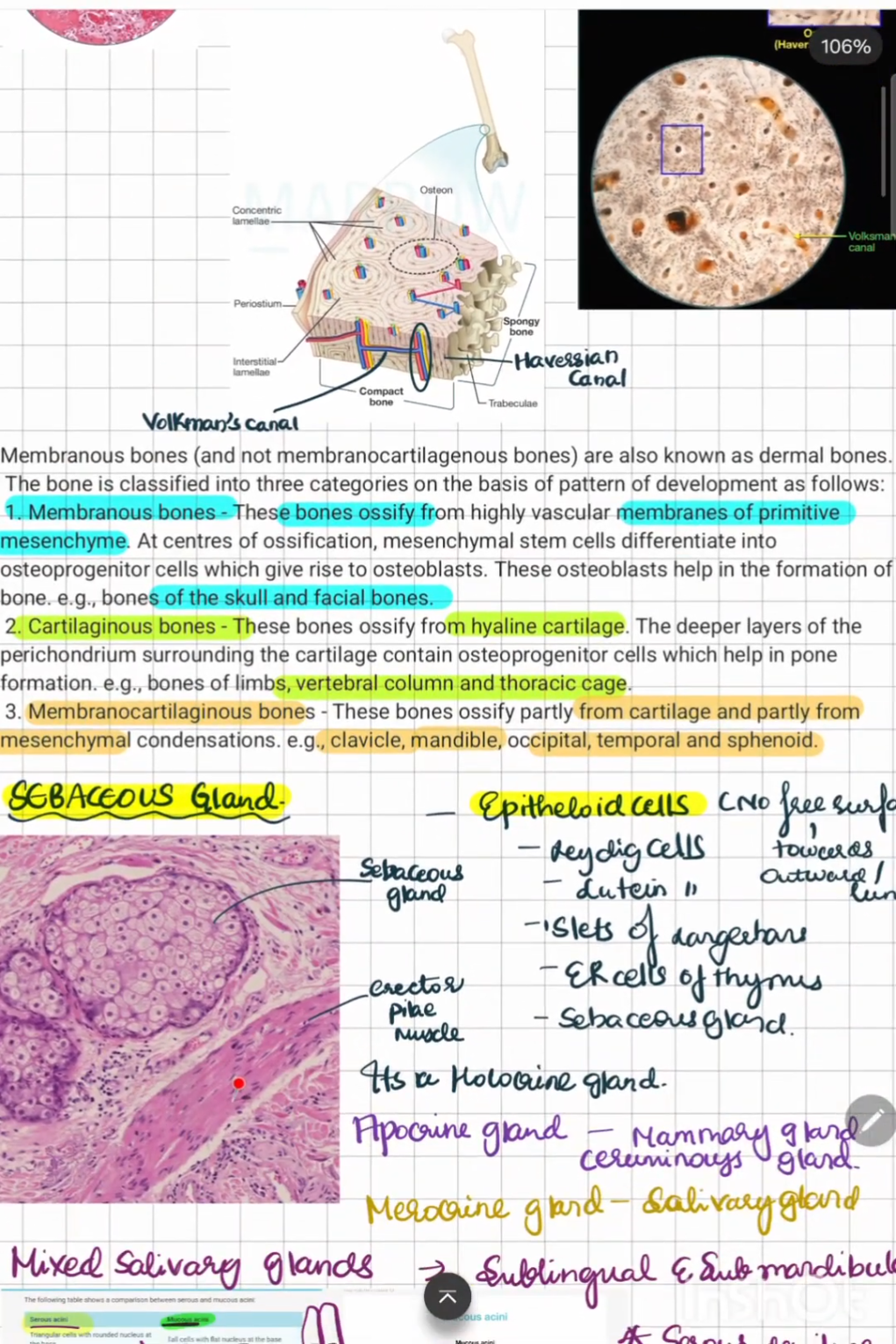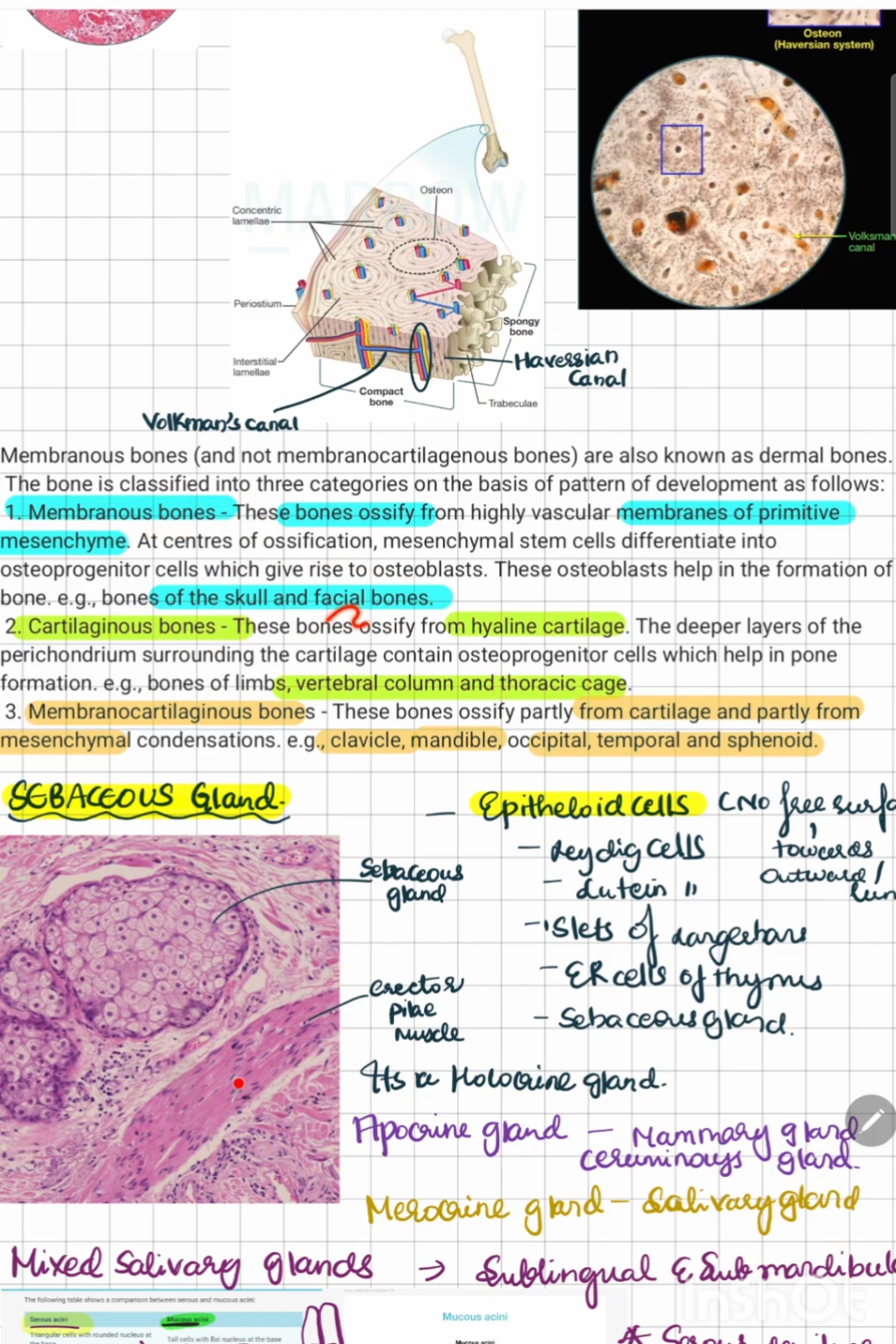Okay. Then this is some basic thing about the formation of the bone. So there are three types of bones, right? Membranous, cartilaginous, and membranocartilaginous bones. So membranous bones are formed from the mesenchyme. The examples of membranous bones are easy to remember. Just the skull and the facial bones are examples of membranous bones.